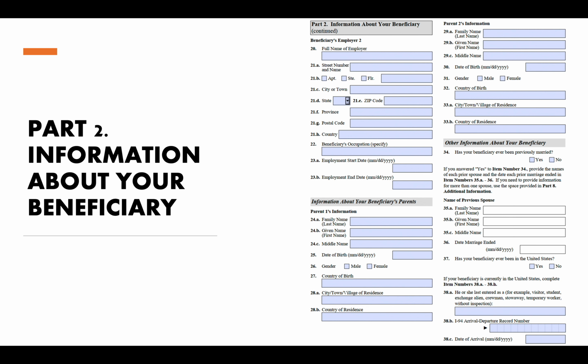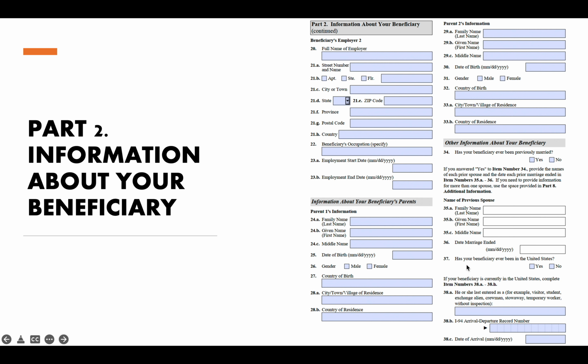Indicate whether your beneficiary has ever been previously married. If your answer is yes, provide the full name of the beneficiary's previous spouse and the date that each marriage ended. If your beneficiary has more than one previous spouse, use the space provided in Part 8 additional information to respond to these questions for each spouse. If your answer is no, then please write NA in the boxes.